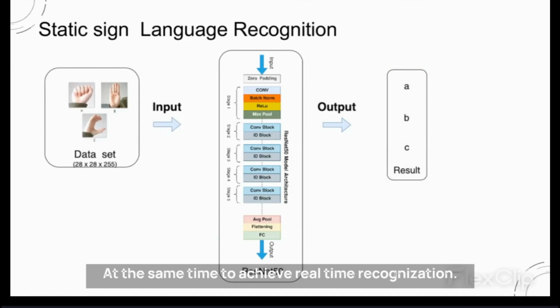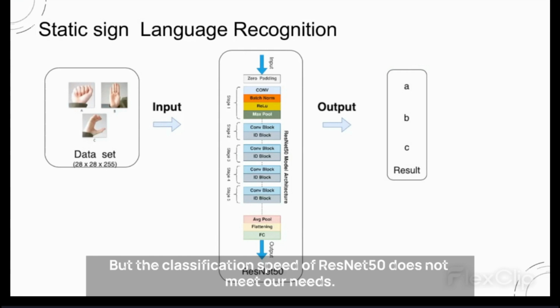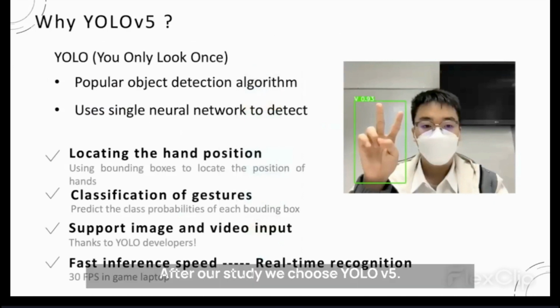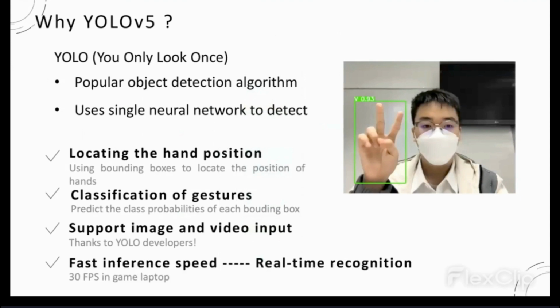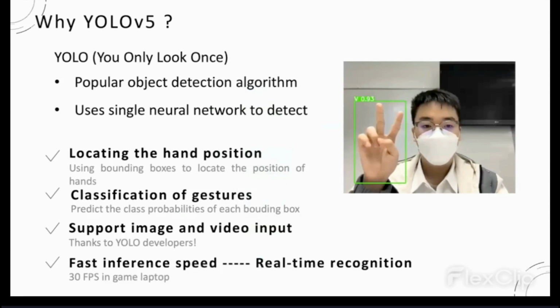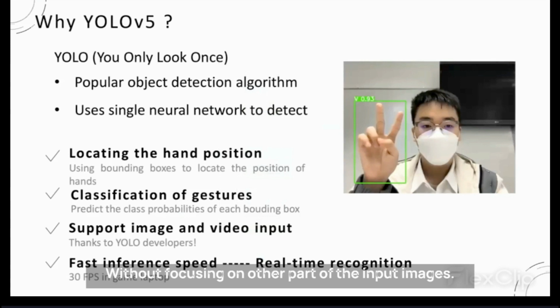At the same time, to achieve real-time recognition, we expect the algorithm to be able to classify 30 images in 1 second, but the classification speed of ResNet 50 does not meet our needs. Therefore, after our study, we chose YOLOv5. It can locate the hand position in the whole image by bounding boxes, and classify the gesture based only on the image content inside the bounding boxes, without focusing on other parts of the input image, which reduces the noise.